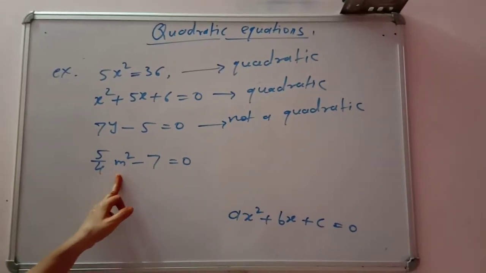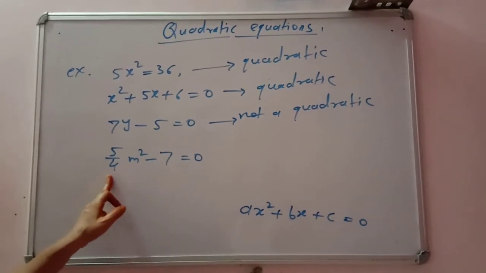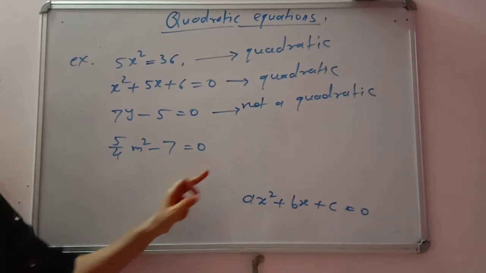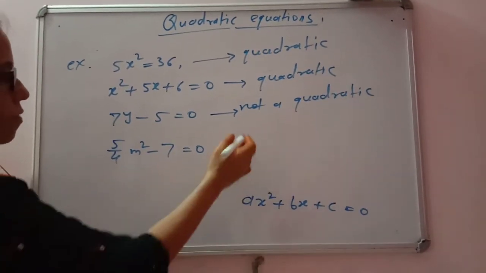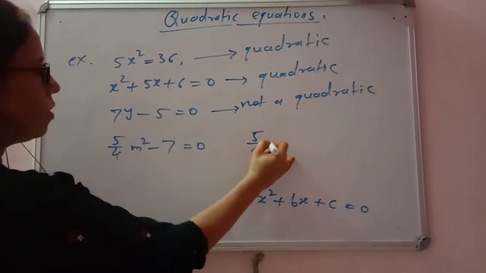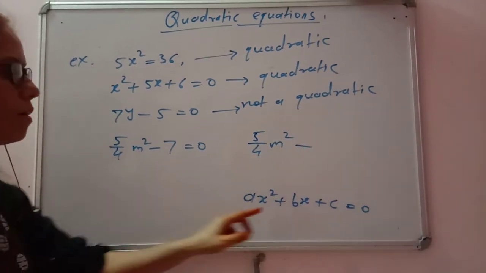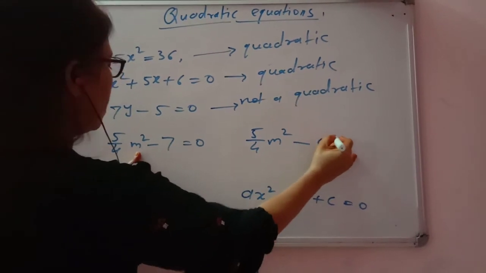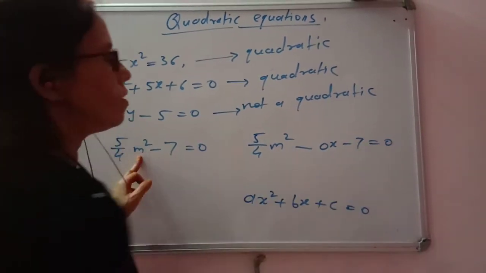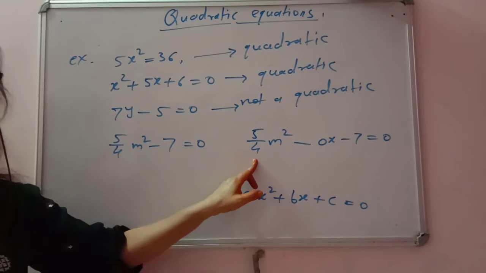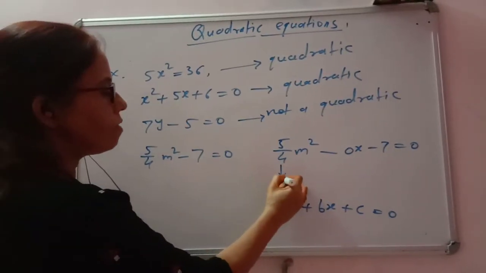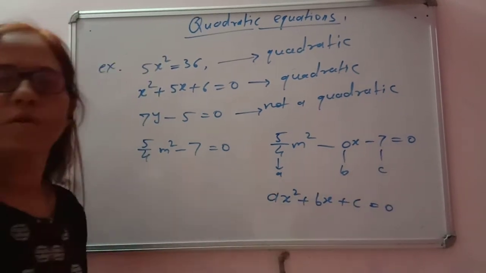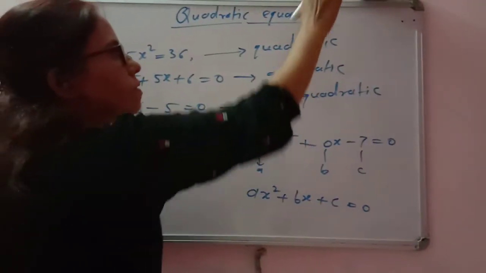And see this last equation now. Here it is 5 upon 4 m square minus 7 equal to 0. Again you write it in standard form, that is 5 upon 4 m square. You can take b as 0 because 0 is a real number, that is 0x minus 7 equal to 0. Now it is a quadratic equation where the value of a is 5 upon 4, b is 0 and c is negative 7.